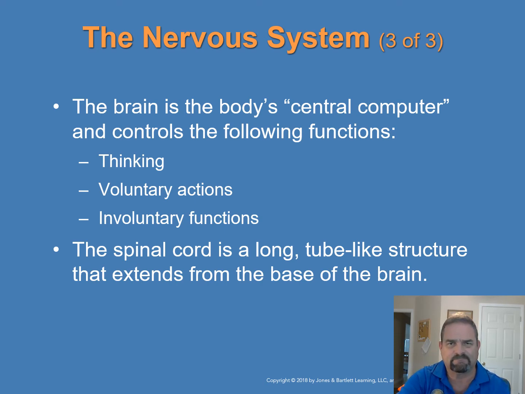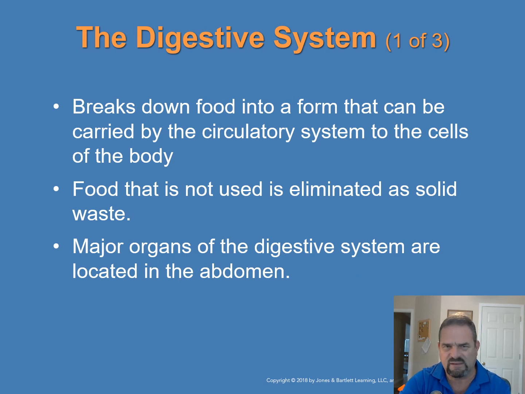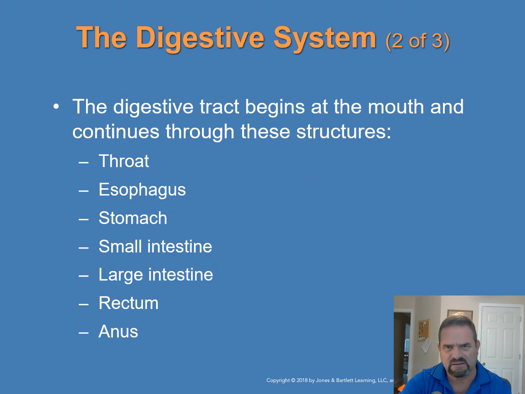And so the digestive system breaks down food into a form that can be carried by the circulatory system to the cells of the body. The cells have to have nutrients, and that's what the digestive system does for us. Food that is not used is eliminated as solid waste. Major organs of the digestive system are located within the abdomen. The digestive tract begins at the mouth and continues through these structures: the throat, the esophagus, the stomach, the small intestine, the large intestine, the rectum, and then finally the anus.